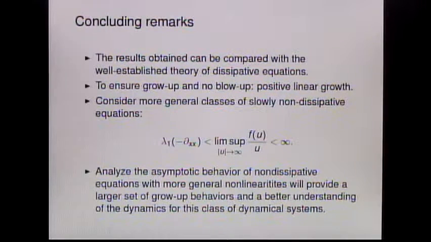Here this lambda 1 represents the first eigenvalue of our operator. And we are also asking this limit to be less than infinity. So this condition here will guarantee that we are not in the superlinear case. This condition will prevent blow up in finite time. And this condition here is to ensure blow up in infinite time. So if we take a nonlinearity f that satisfies this condition here, our equation will probably be a slowly non-dissipative equation.